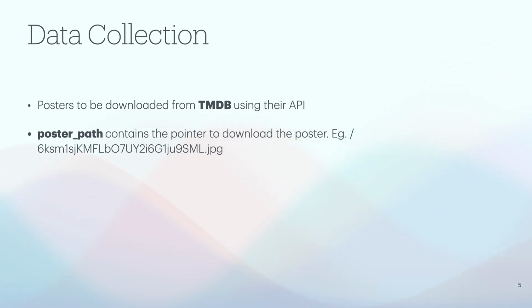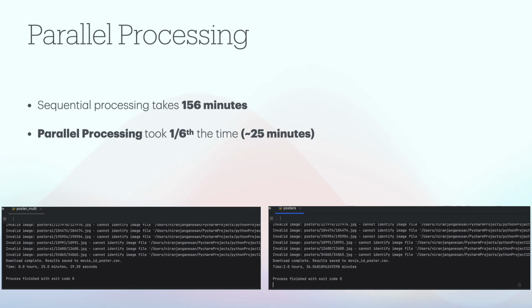I actually started with sequential processing. I wanted to see how much time I would save if I used parallel processing. Looks like I would have saved five-sixths of the time if I just went with parallel processing in the first place. Just to compare, the sequential processing took about 2 hours and 36 minutes, and the parallel processing took 25 minutes and some seconds.